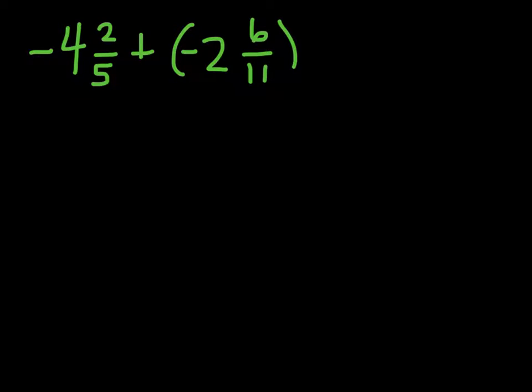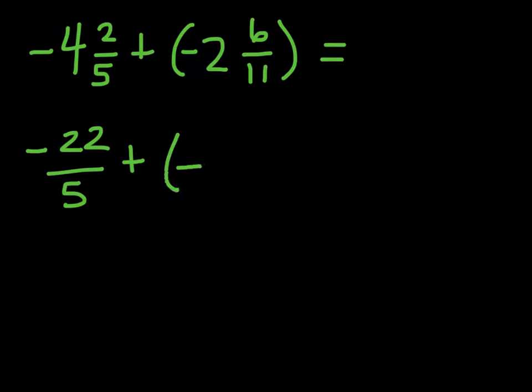Now let's work through an addition example that uses mixed numbers. We'll start with -4 and 2/5 plus -2 and 6/11. Our first step will be to convert our mixed numbers into improper fractions. So we'll simply rewrite each of these as -22 over 5 plus -28 over 11.